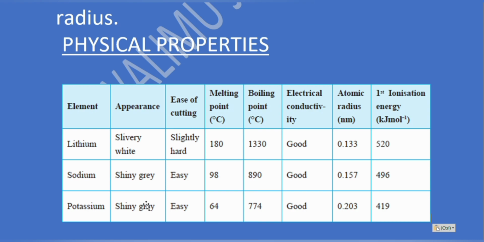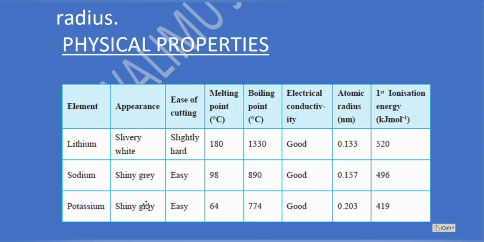Remember, for alkali metals, they'll only have the first ionization energy because they're only losing one electron. That's why we are saying the first ionization energy, because they're only losing one electron. When we go further, we find that other atoms lose more than one, so they'll have the first ionization energy, the second, and so forth.